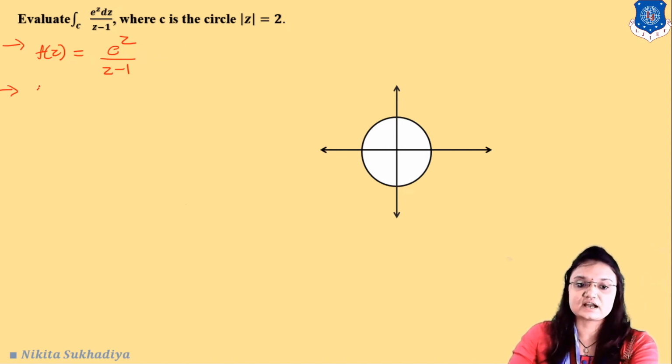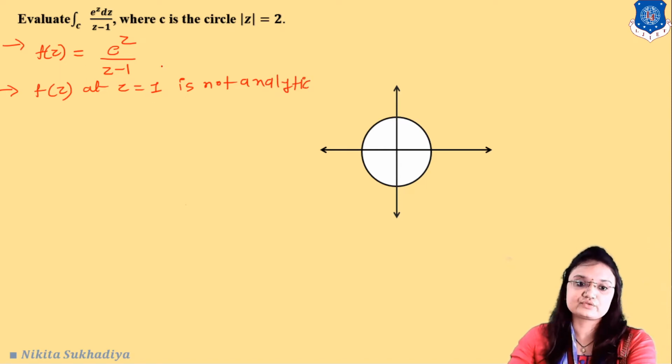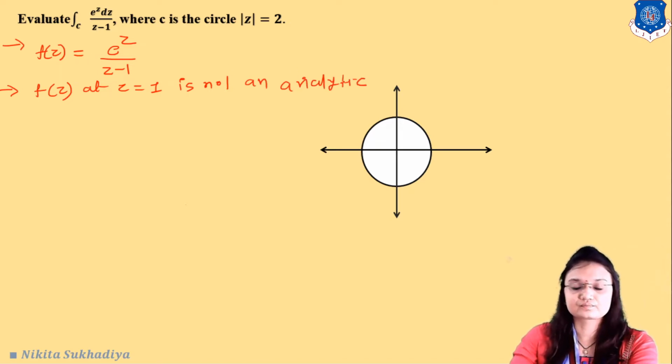So we cannot differentiate it at z equal to 1. So we can say that the function f of z at z equal to 1 is not an analytic function, because we cannot differentiate it. So we can say that the function f of z is not differentiable, and hence not analytic, at the point z equal to 1.